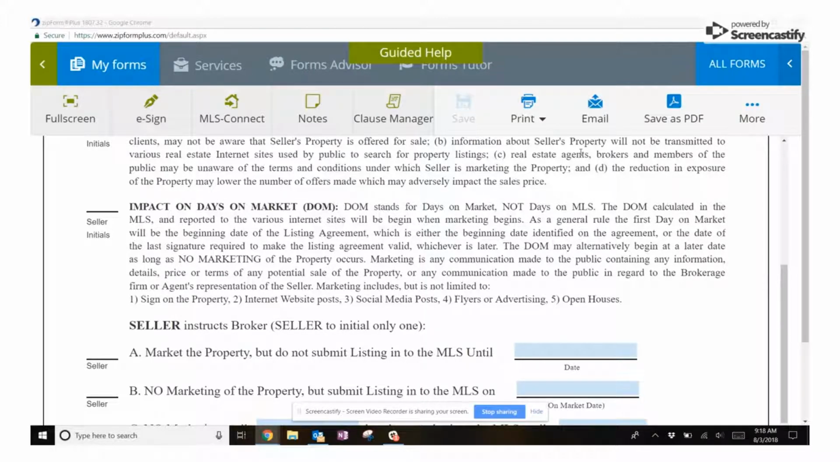The days on market are all calculated from the listing agreement, either the listing agreement set date or the last signature date on that listing agreement, whatever is later. That determines when our days on market do begin when we do input a listing into the MLS. Now, this means that when we market a property, once we get a listing agreement signed, then we are marketing that property based on our listing agreement. This gives direct impact on modifying that DOM when we input that listing into the MLS.